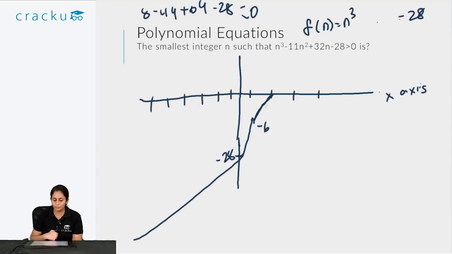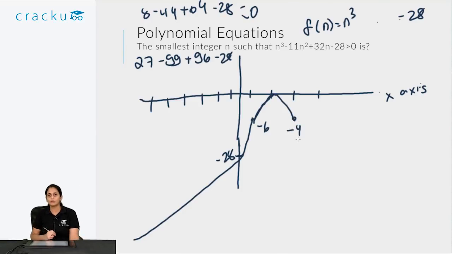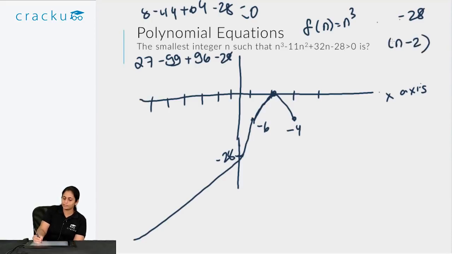So if I put n equal to 3, what happens? That is 27 minus 99 plus 96 and minus 28. So this is minus 3 minus 1, so I get minus 4. So it has gone back down again, minus 4. So the only time this actually happens, where instead of crossing the x-axis it goes back down, is firstly because at n equal to 2 it is 0, which means that n minus 2 is a factor of this equation.